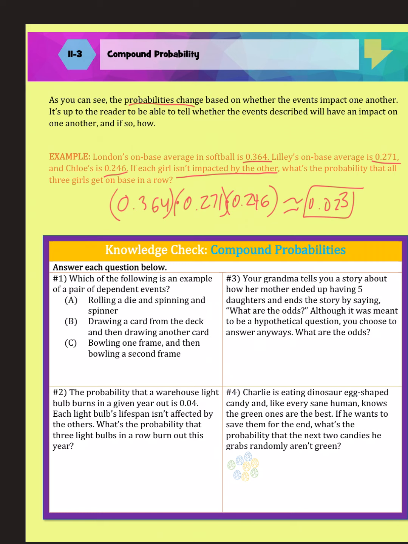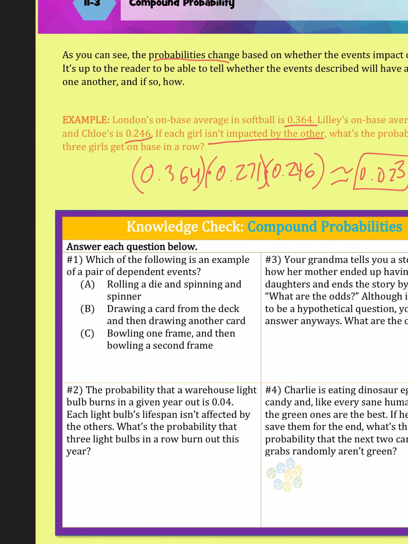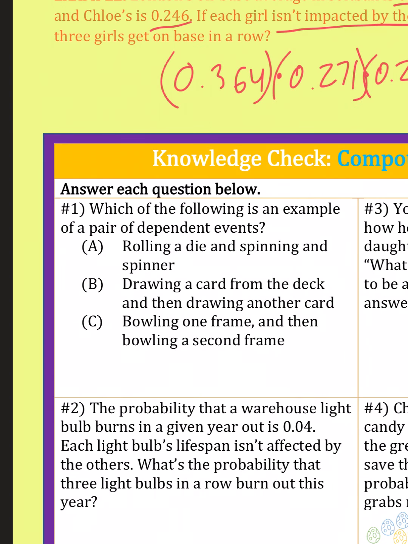And if you ever watch a baseball or softball game, for 3 players in a row to get a hit, I mean, it can happen, but it's not like insanely often. Let's read some of these questions and wrap this up.